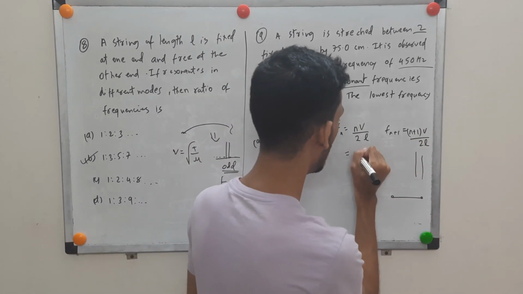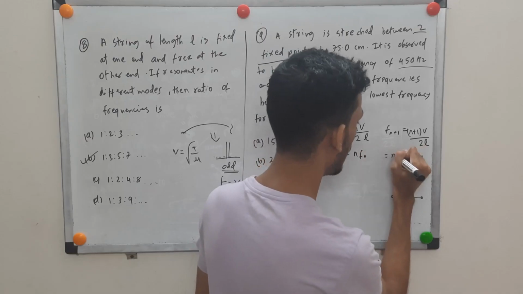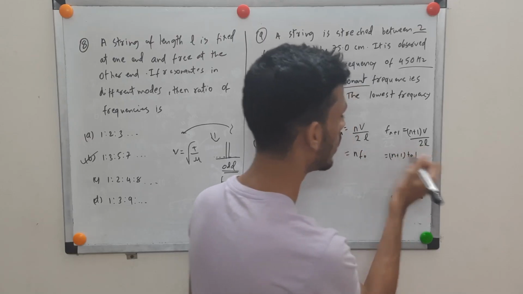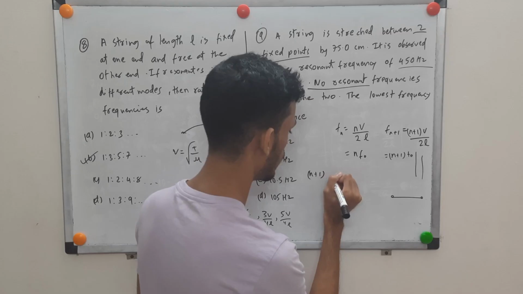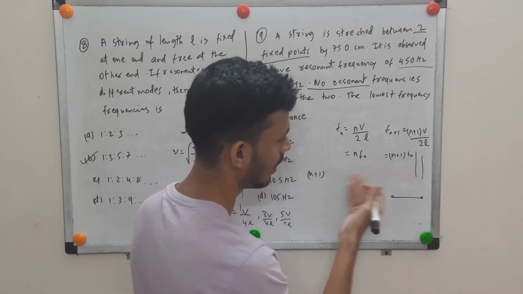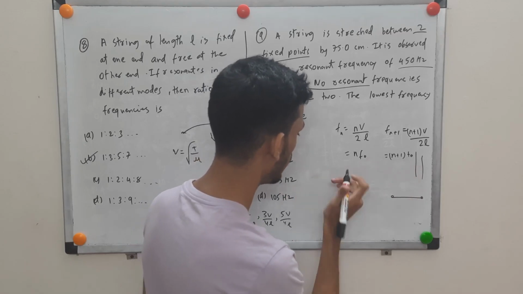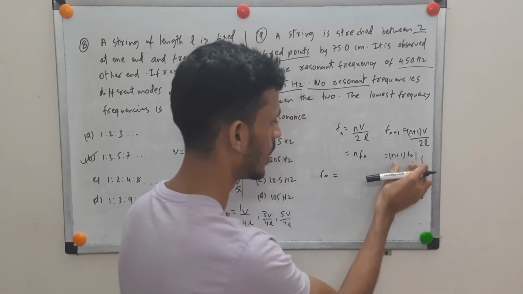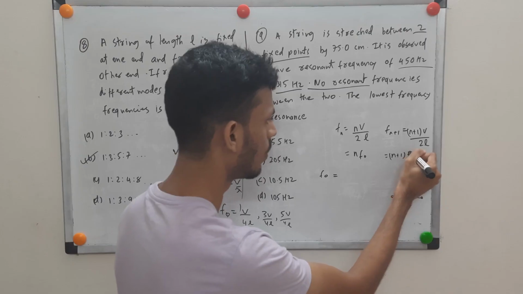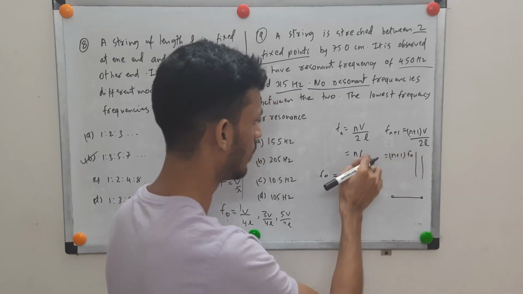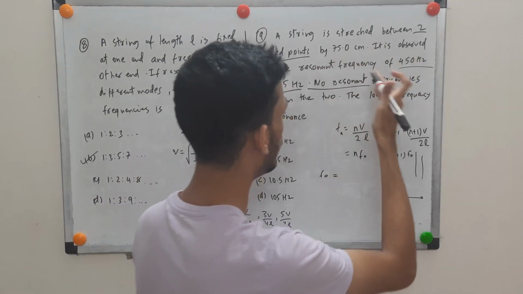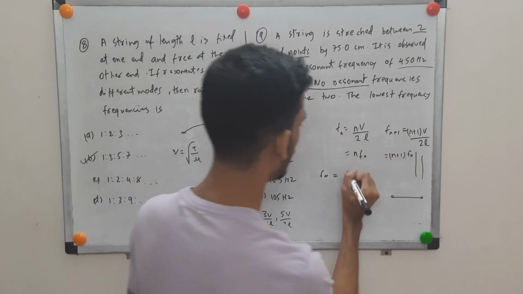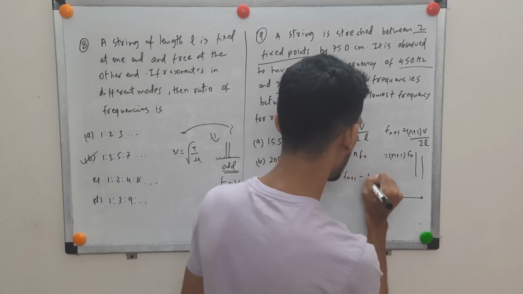So basically this is n into f naught and this is n plus 1 into f naught. If you take the difference, n plus 1 minus n basically, you'll have f naught. So f naught you can take common, n plus 1 minus n. So n gets cancelled, you're left with f naught. So it is the difference between these frequencies, right? So f n plus 1 minus f n.